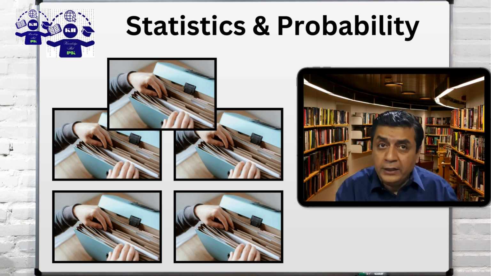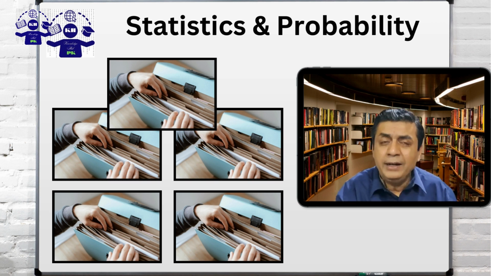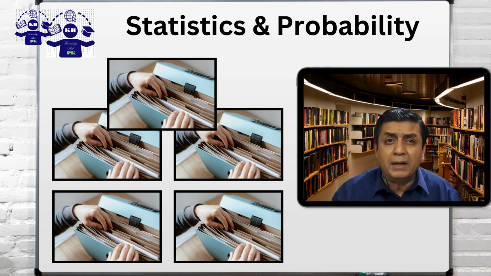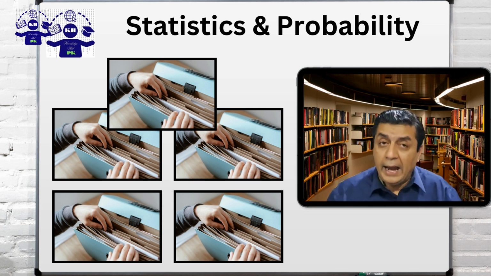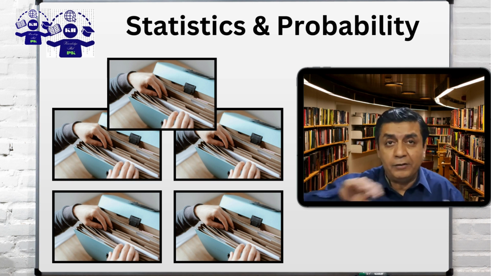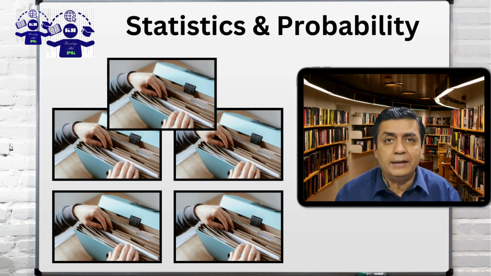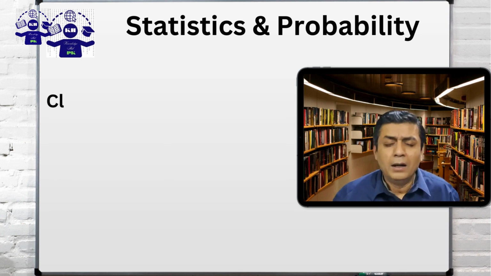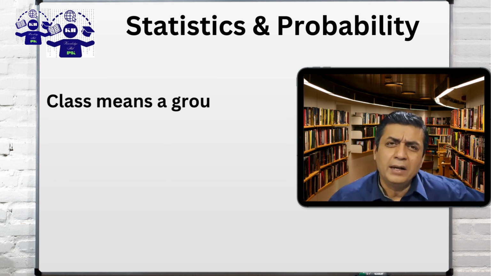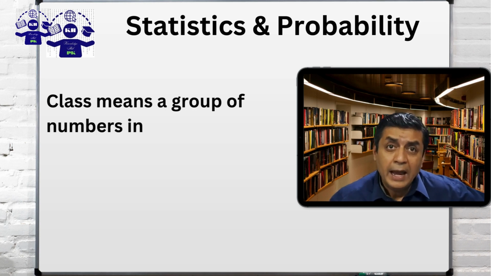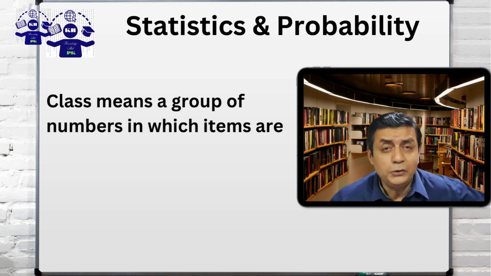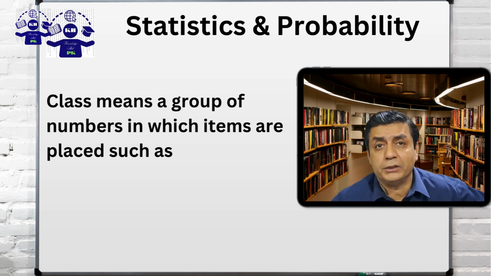If you store all the documents in one folder, it will be difficult for you to search for any particular document. And if you segregate the documents and store them in different folders, it will be easier for you to locate a particular document. Technically speaking, a class is a combination of data values, the data values for which we want to calculate a frequency distribution.